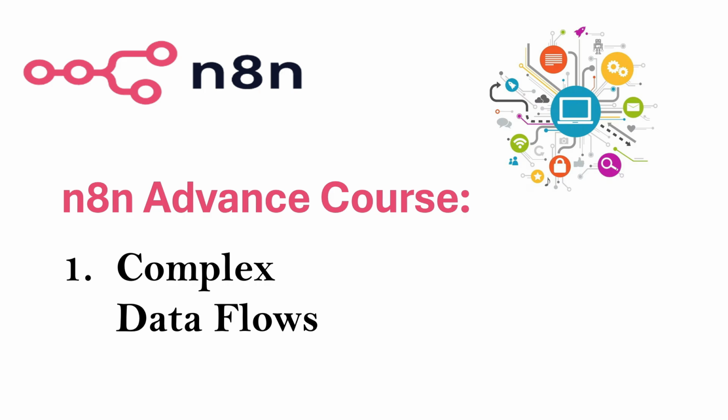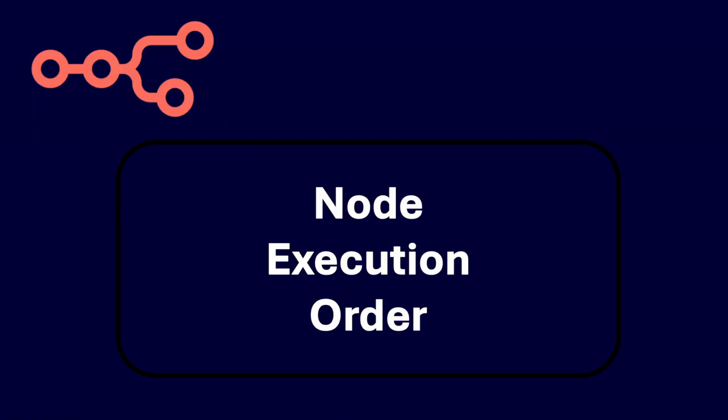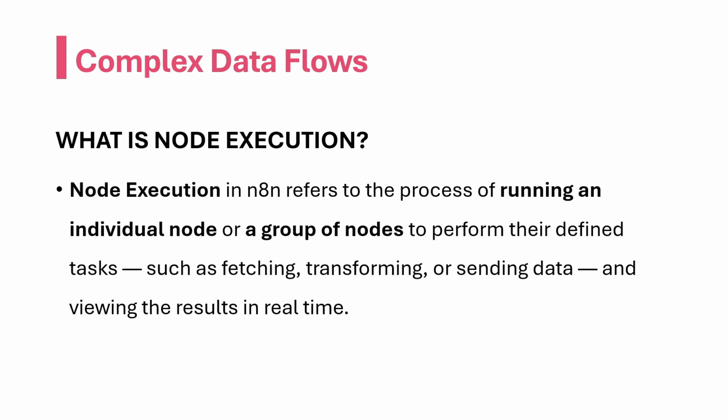So first of all, we are going to start with the concept of node execution order. In n8n, every node performs a small part of our automation. For example, one node might fetch data from Google Sheets, another might filter it, and another might send it to Slack. When we execute a node, we are basically telling n8n, run this node now and show me what it does. This helps us test individual parts of the workflow instead of running everything at once. It's like checking each piece of the puzzle before putting it all together.